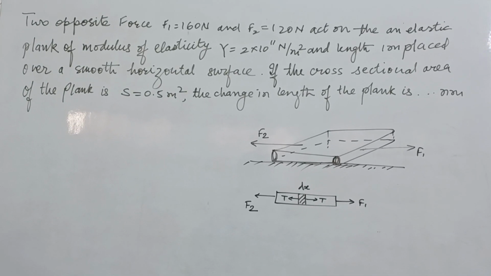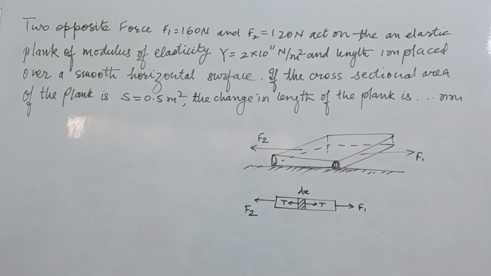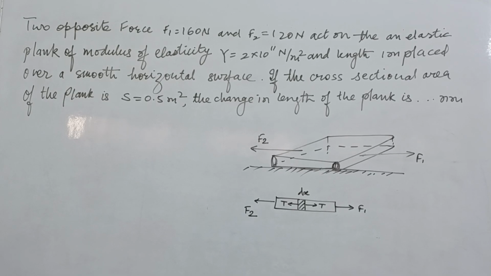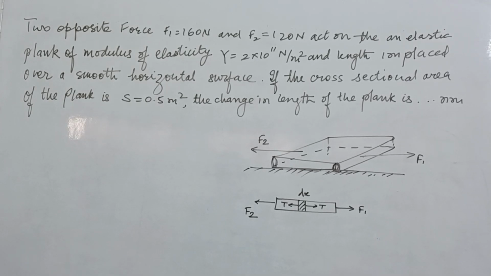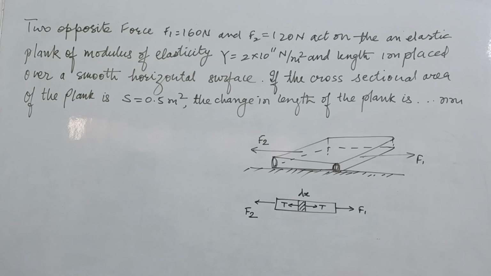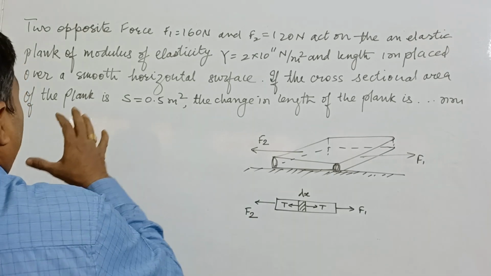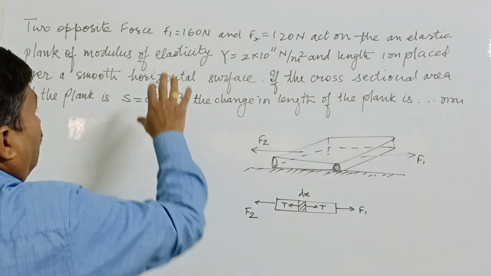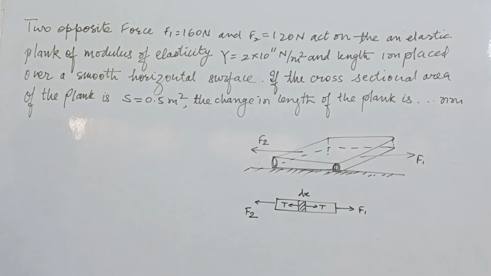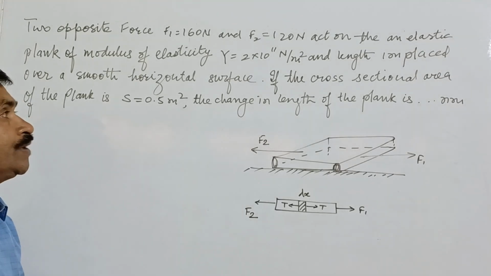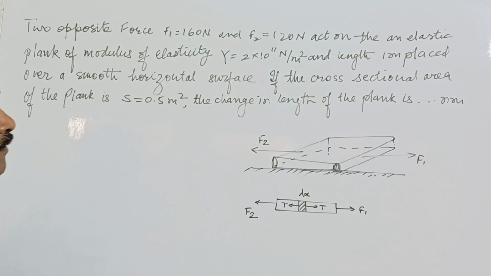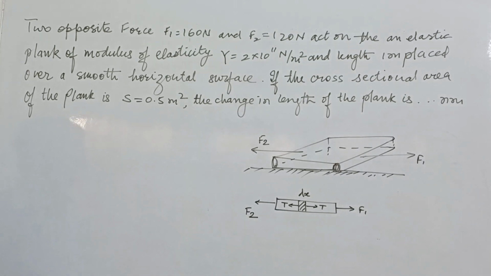Yes, dear students, in continuation of the series of numerical physics and MCQs, we have a question which is based on the mechanical property of solids. In this question, two opposite forces, F1 which is 160 Newton and another force F2 which is equal to 120 Newton, act on an elastic plank of modulus of elasticity Y equal to 2 into 10 raised to the power 11 Newton per meter square and length 1 meter, placed over a smooth horizontal surface.